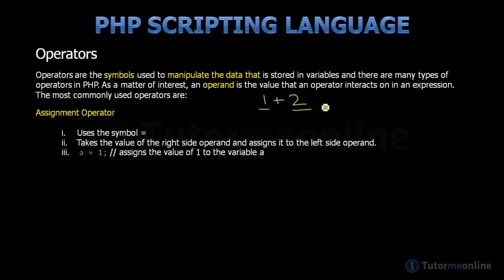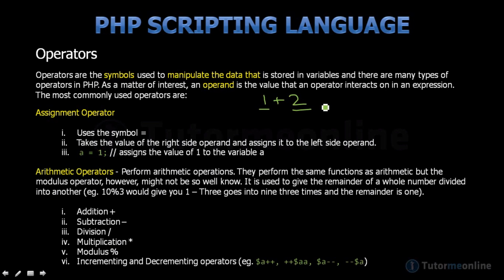The assignment operator uses the equal sign. Now this takes the value of the right side operand and assigns it to the left side operand. So for example, if we had a variable called a, and we assigned it the number 1, this would then assign the value of 1 to a.